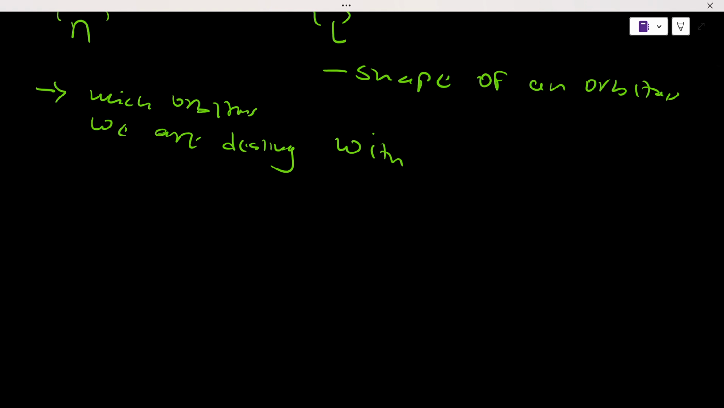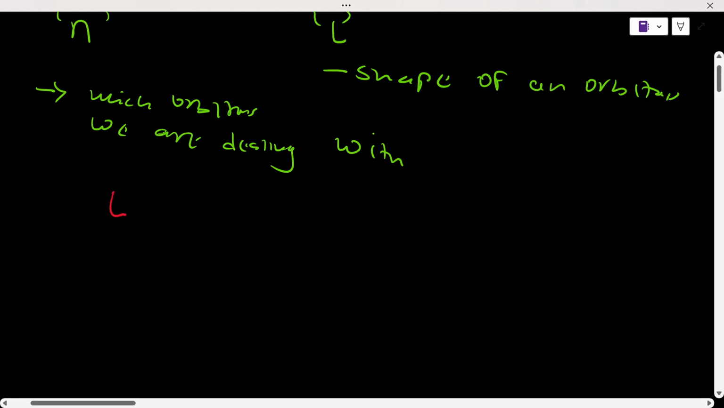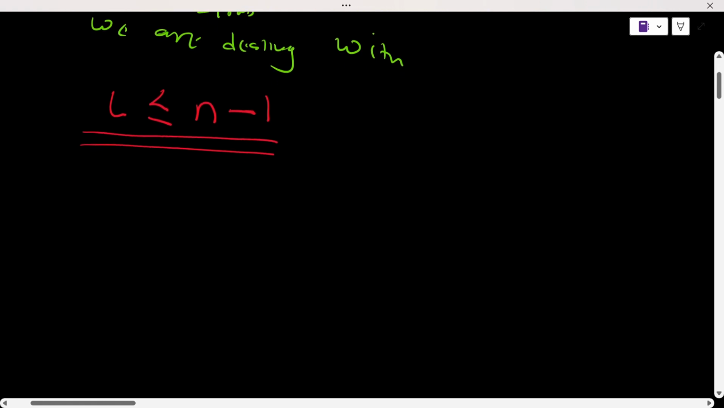That angular momentum number L must be less than or equal to the principal quantum number n minus 1. This is the relationship. And what does it mean? We're going to do analysis of that.